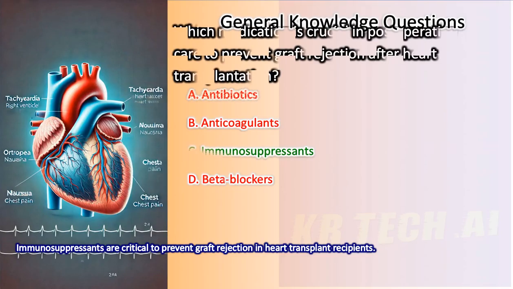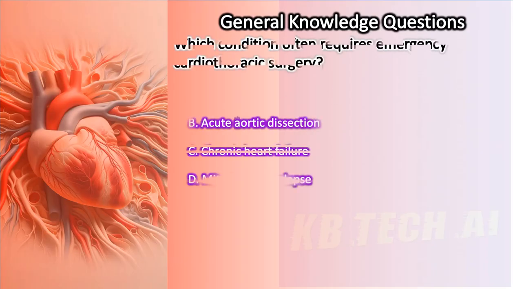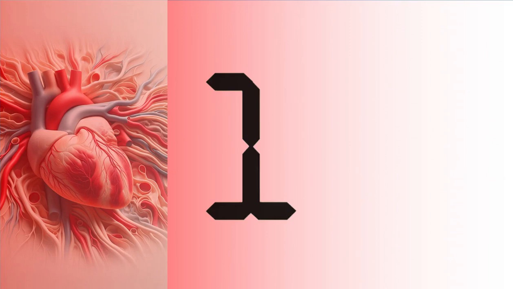The answer is Option 3. Immunosuppressants. Which condition often requires emergency cardiothoracic surgery? Option 1. Atrial fibrillation. Option 2. Acute aortic dissection. Option 3. Chronic heart failure. Option 4. Mitral valve prolapse.